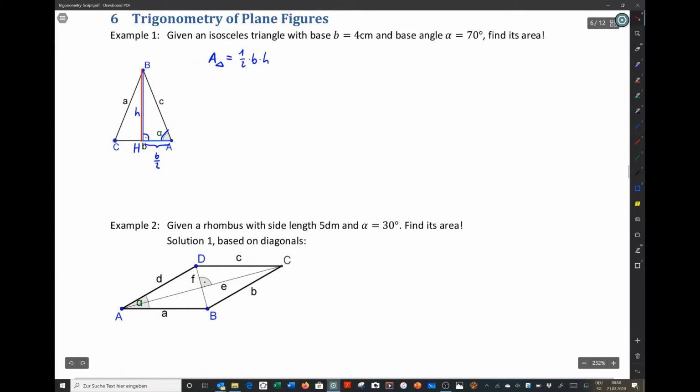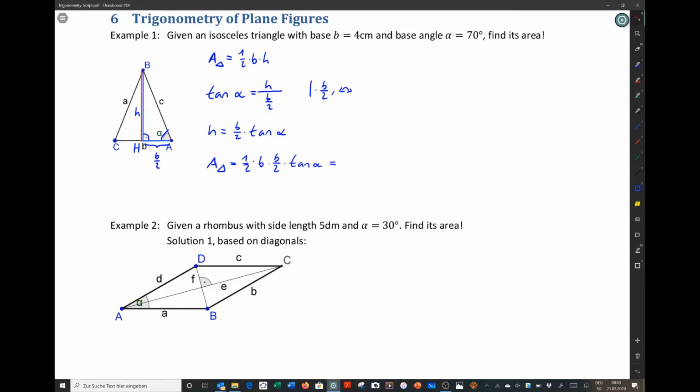So with respect to the angle alpha, this side is the opposite, this side is the adjacent, so we need to use the tangent. And we get the tangent of alpha is h divided by b/2. We multiply now by b/2 and we switch sides, so we get h is b/2 times tangent of alpha. Let us now insert this into the formula for the area of the triangle.